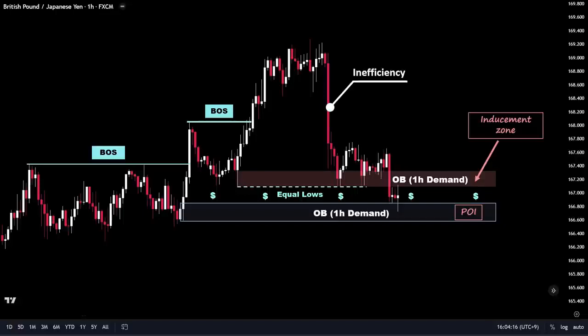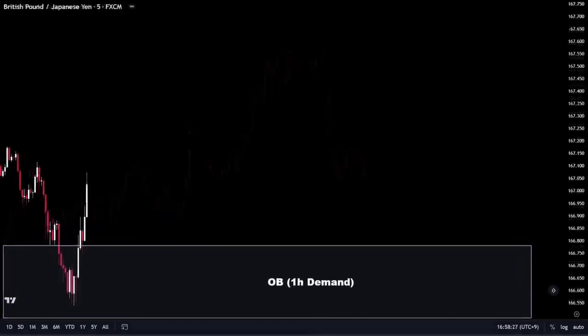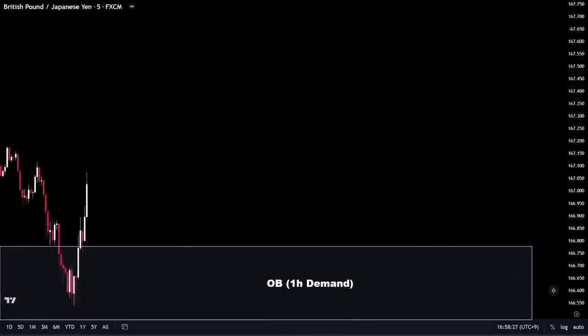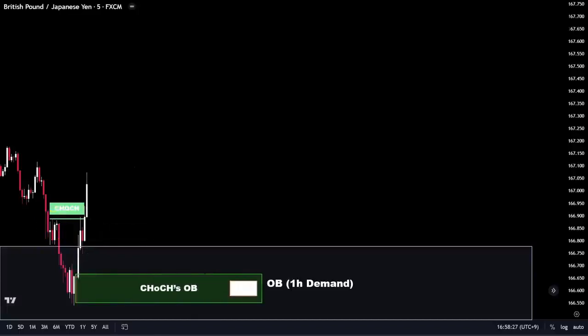In the next step, let's zoom in on the 5-minute time frame to gain a clearer view of the price action and look for any signs of a change in character. Here, on the 5-minute time frame chart, we can spot a change of character as the price broke the structure to the upside, leaving behind an inefficiency. This signifies a potential shift in momentum. Additionally, we can identify the order block generated by the Chalk's wave, highlighting a significant point of interest.